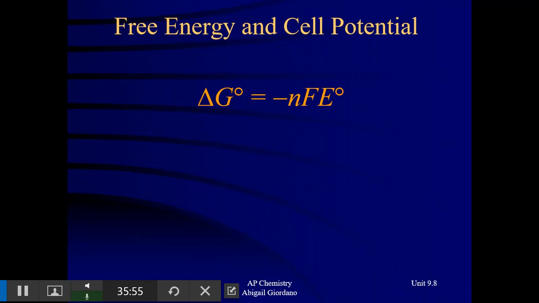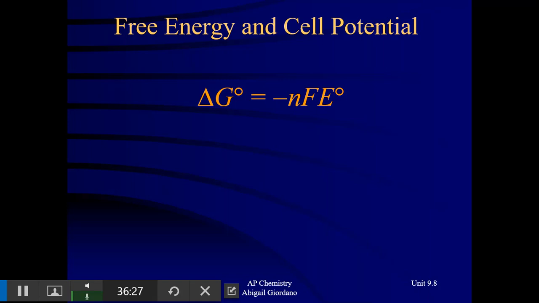Now, let's bring some concepts together here, guys. Let's review. When delta G is negative, that indicates a favorable process. Well, think about what we've talked about today. When the cell potential is positive, that also indicates a spontaneous process. And now these two things mathematically are linked. Think about it. Look at that equation in front of you.